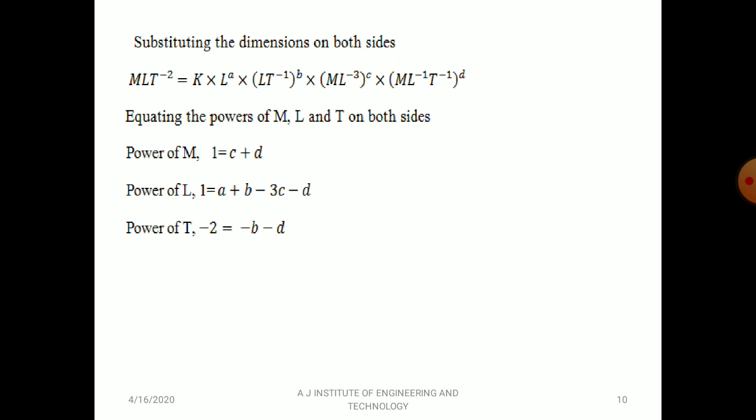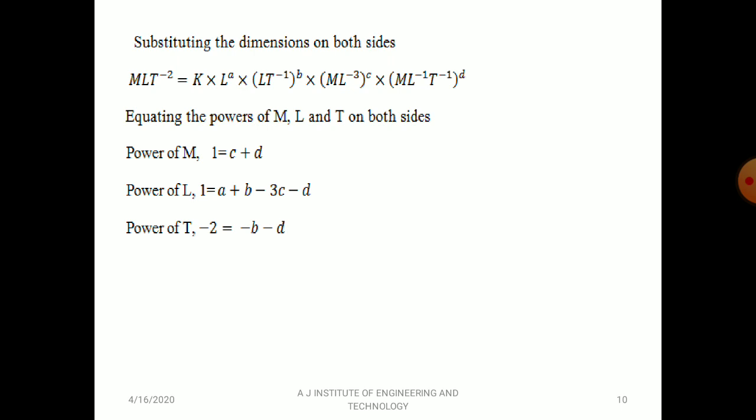So first let me start with equating the power of M. On left hand side power of M is 1, and right hand side M to the power c and M to the power d. So 1 equal to c plus d. Then equating the power of L, on left hand side it is L to the power 1, so power is 1. On right hand side it is L to the power a, L to the power b, L to the power minus 3c and L to the power minus d. So we get expression as 1 equal to a plus b minus 3c minus d. Then equating the power of T, on left hand side it is minus 2, on right hand side it is minus b and minus d. So minus 2 equal to minus b minus d.